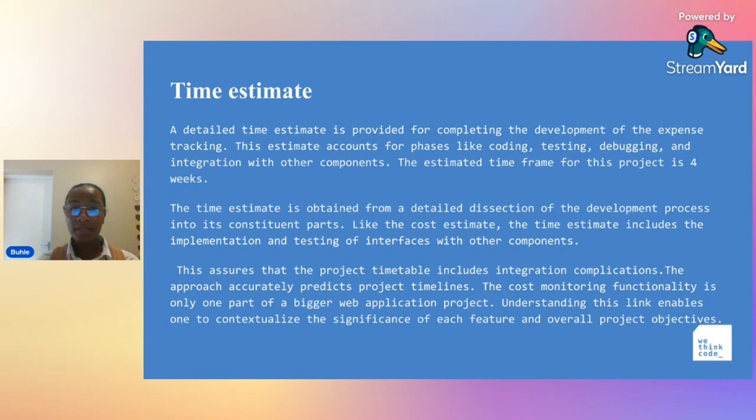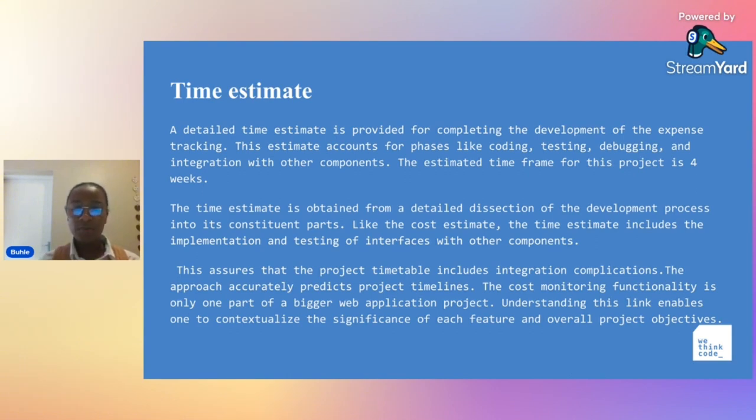A detailed time estimate is provided for completing the development expense tracking. This estimate accounts for phases like coding, testing, debugging, and integration with other components. The estimated time frame for this project is approximately 4 weeks. The time estimate is obtained from a detailed dissection of the development progress into smaller parts. Like the cost estimate, the time estimate also includes the implementation and testing of interfaces with other components.